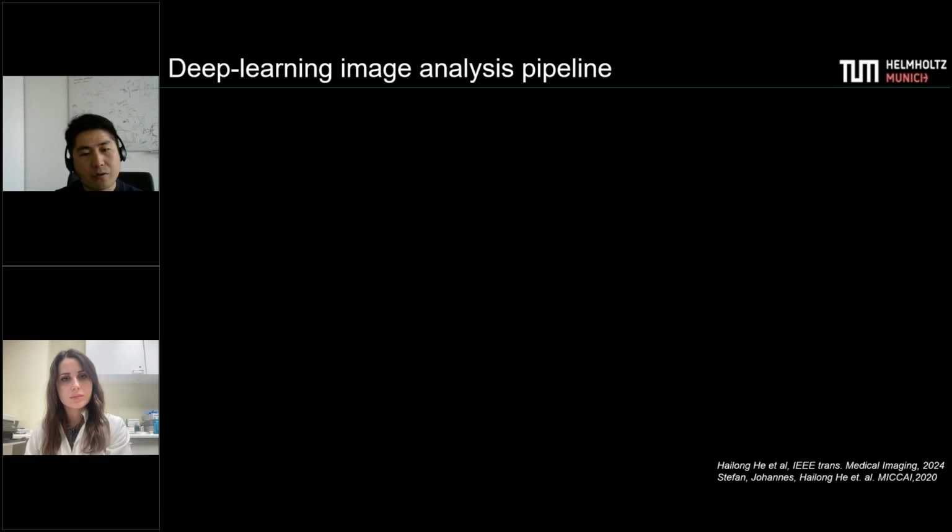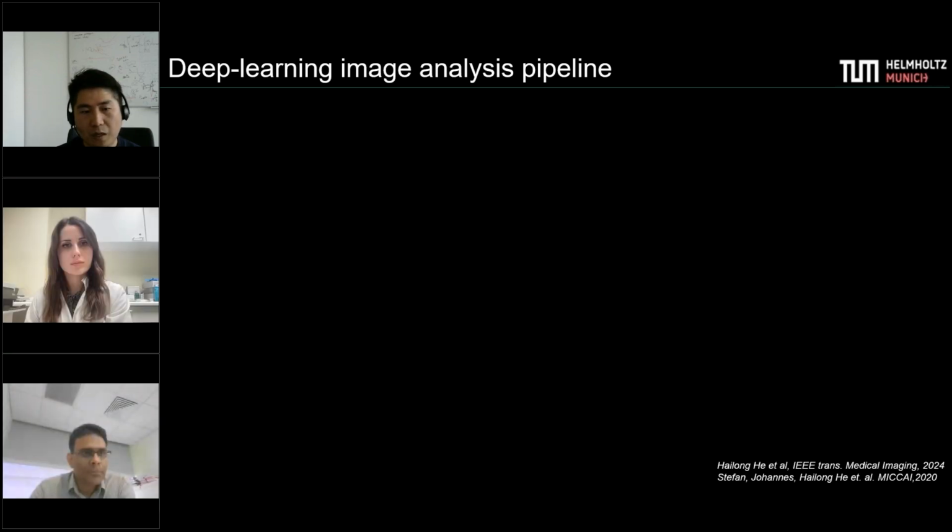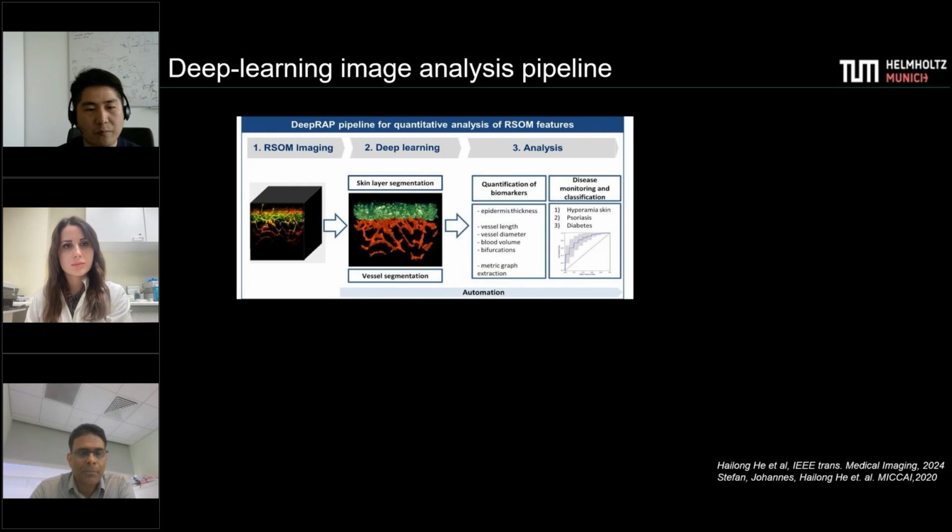In order to apply RSOM for clinical application, it is necessary to develop a reliable method that can automatically analyze RSOM volumes and compute the features. So we developed a machine learning-based framework, the deep learning RSOM analysis pipeline, so-called DeepRAP, to analyze and quantify morphological skin features recorded by RSOM and extract imaging biomarkers for disease characterization.